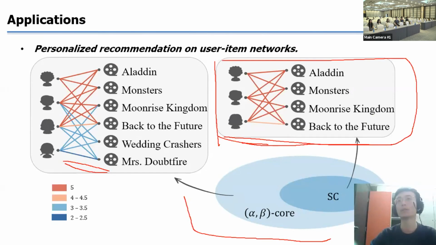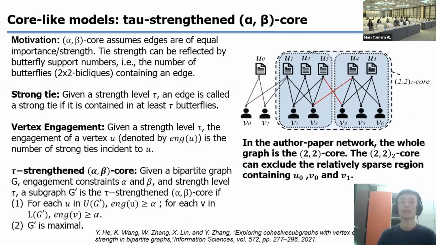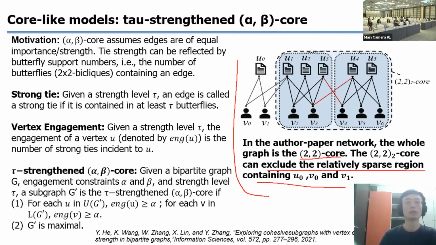Here we introduce another core-like model called strengthened alphabetical core. The motivation is that the alphabetical core assumes the equal importance of edges, so it will blindly include both loosely connected regions and dense regions. And the state-of-the-art method to model tie strengths is to use the butterfly support number. A butterfly is a 2 times 2 biclique on bipartite graphs, and the butterfly support number is the number of butterflies containing an edge.